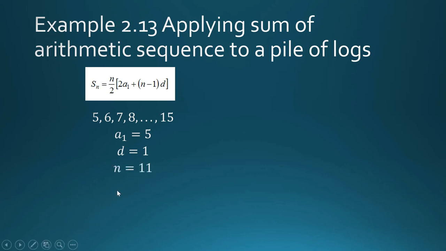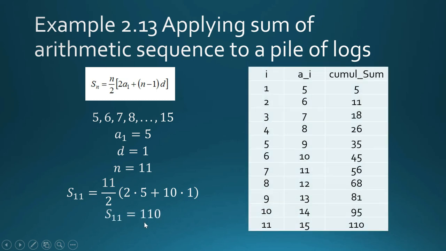Okay, so that is tricky because most students, when they see 15, they would say n is 15. No, n is not 15. If you start from 1, n is 15. But you start from 5, so n is only 11. And let's do the sum, okay? So the finite sum is 11 over 2 times this, which is equal to, what is that equal to? 110.